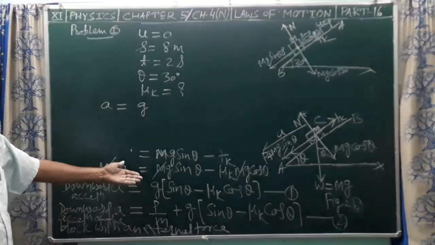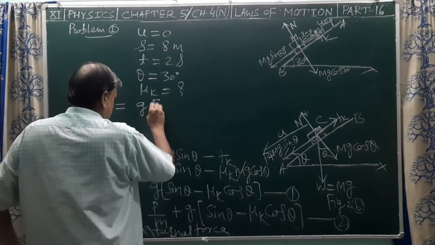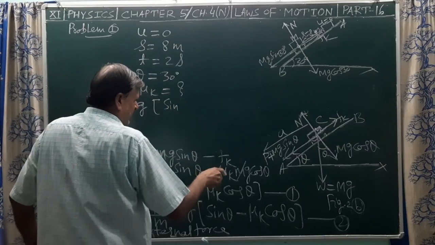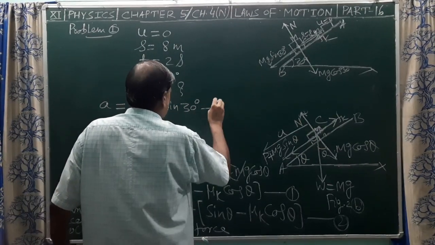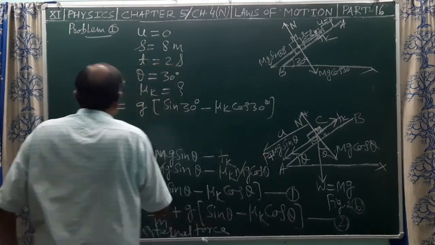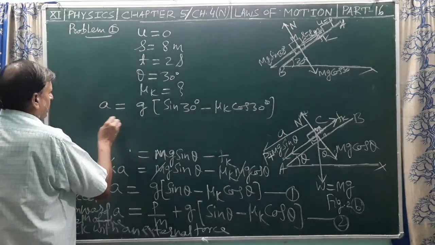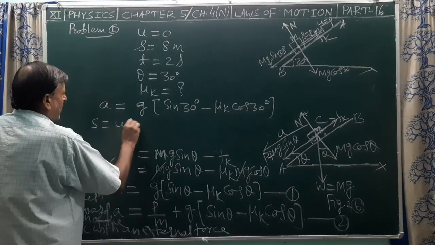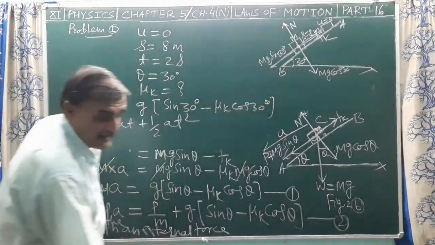we have just obtained in equation number 1, that is a equal to g under bracket sin theta minus mu k cos theta, that is g sin 30, in this case theta is 30, minus mu k cos 30. This is downward acceleration. And using the equation of motion, we have s is equal to ut plus half at square. u is 0 and time is 2 seconds.